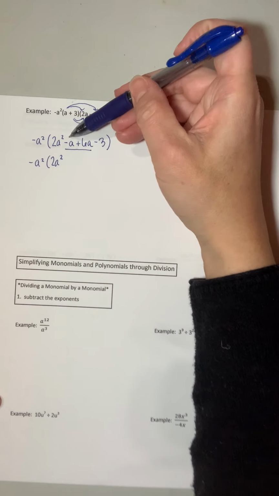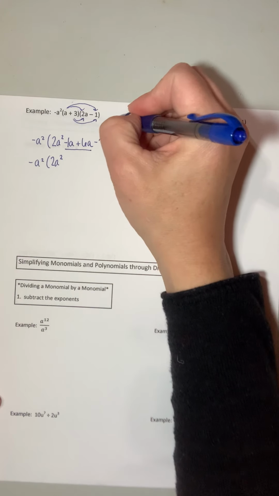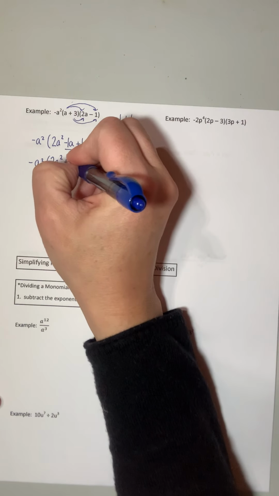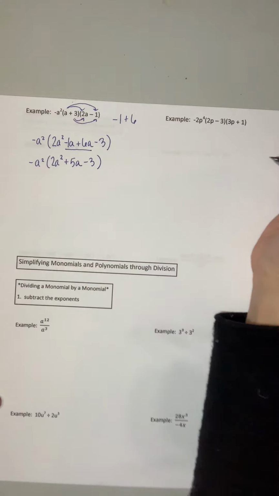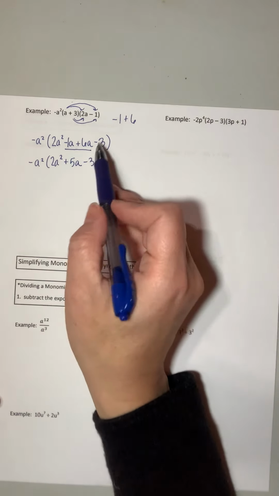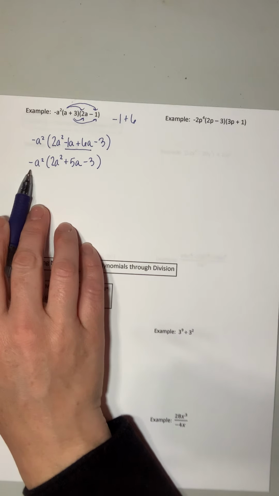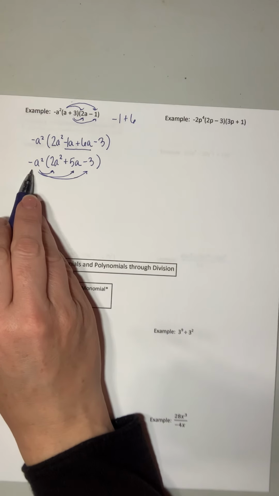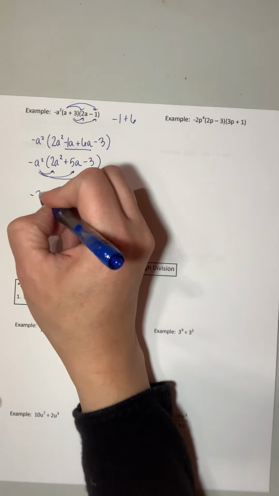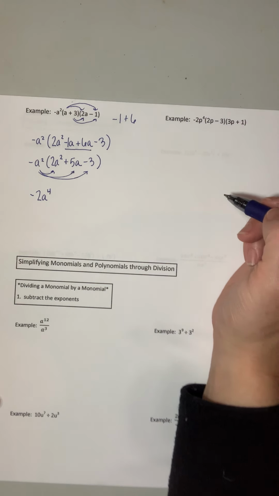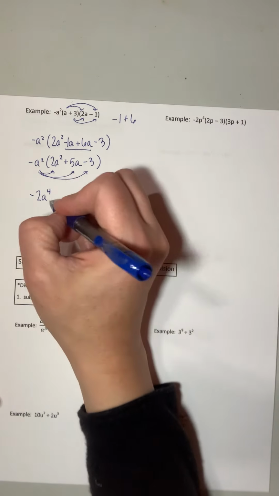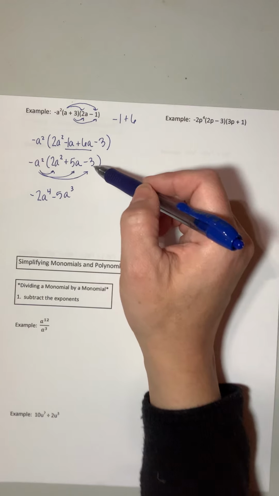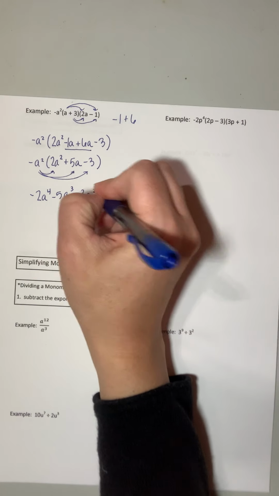So this would be a negative 1 plus 6, so negative 1 plus 6. It's one of each, so we subtract and we get positive 5. Bring down your a. Okay, once this is simplified, now take your outside monomial and multiply it to everything on the inside. So negative 1a squared times 2a squared would be negative 2a to the fourth. Negative 1 times 5 is negative 5a to the third. And negative 1 times negative 3 is positive 3a to the second.